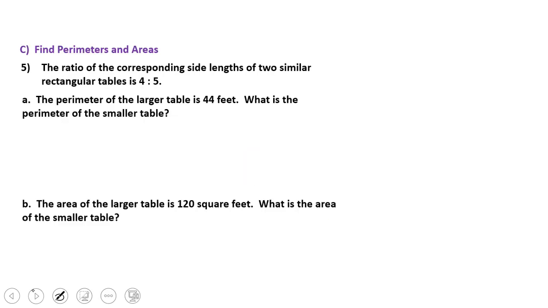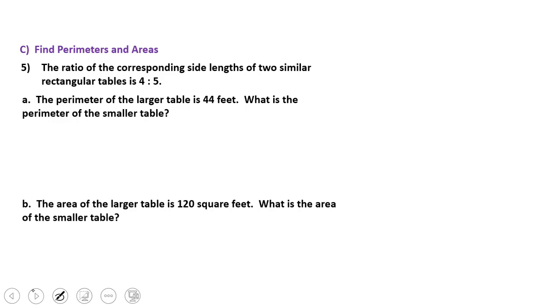So, ladies and gentlemen, now that we know that, we can put it to some real-life tests and actually do some real-life work. And we're going to find the perimeters and the areas. It says in example 5, the ratio of the corresponding side lengths of the two similar rectangular tables is 4 to 5. Part A says the perimeter of the larger table is 44 feet. What is the perimeter of the smaller table?